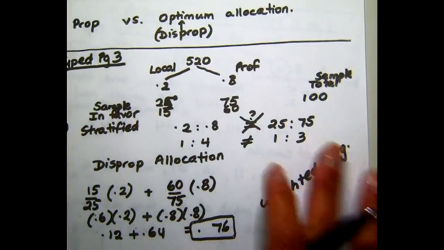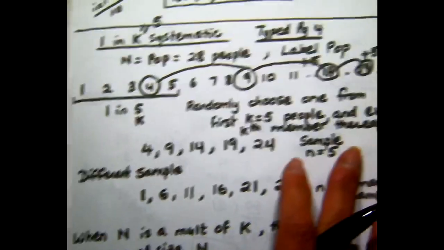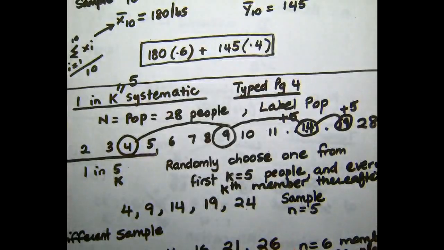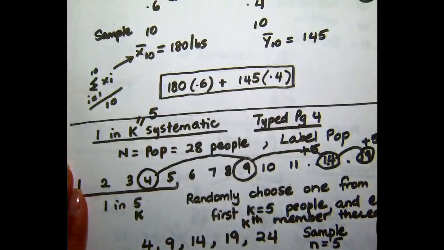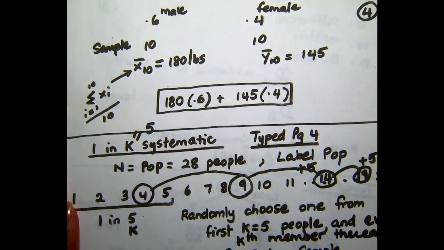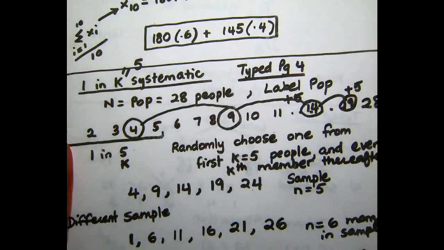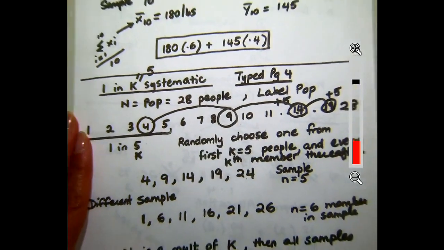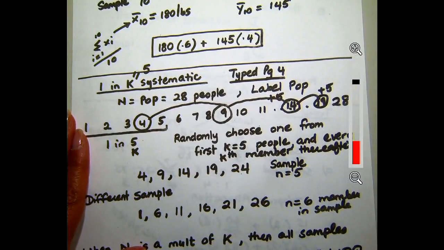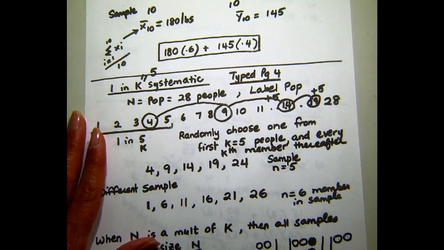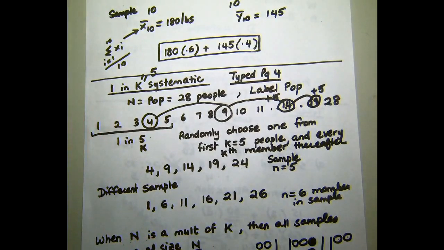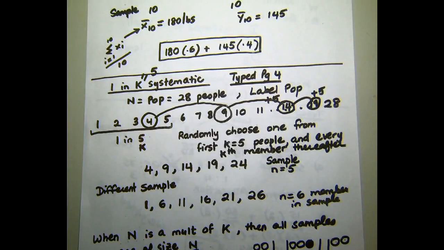So this would be on page 4 of your class notes. Let's talk about 1 in K systematic sampling. Let me make this a little smaller so you can see. It's the next sampling method. Let's say that I want to do 1 in 5 systematic sampling. Basically, that means you're going to choose every 5th member, 1 in 5.